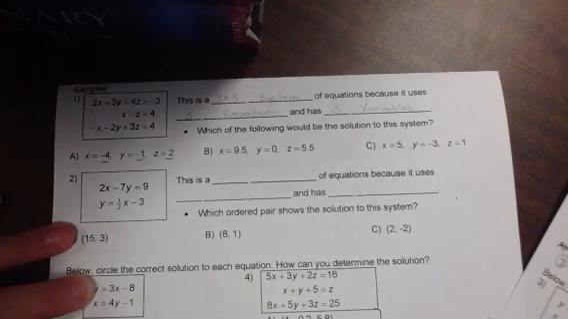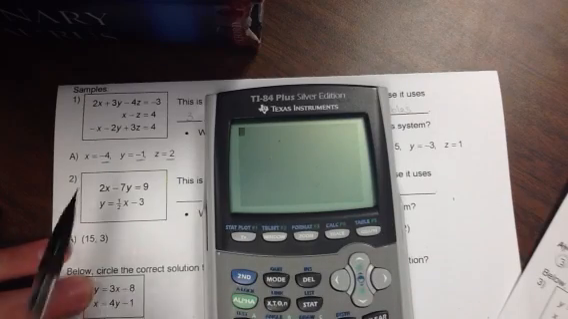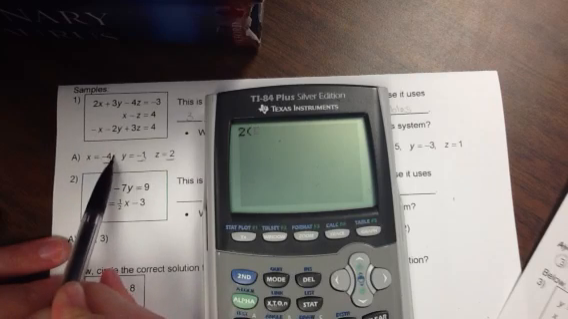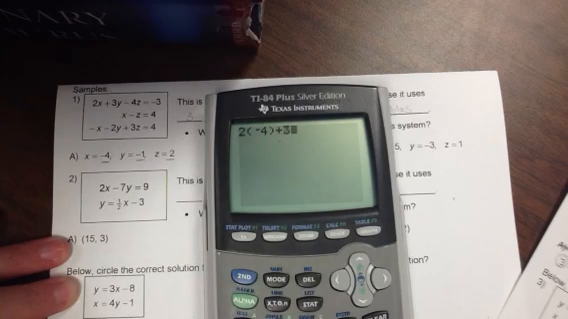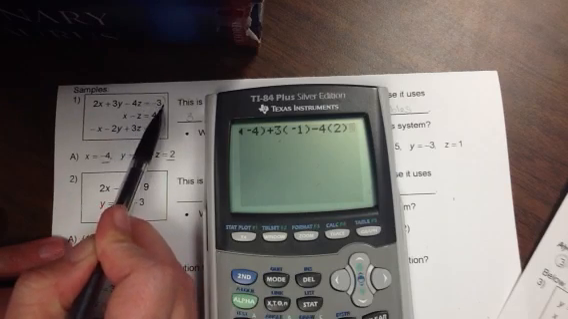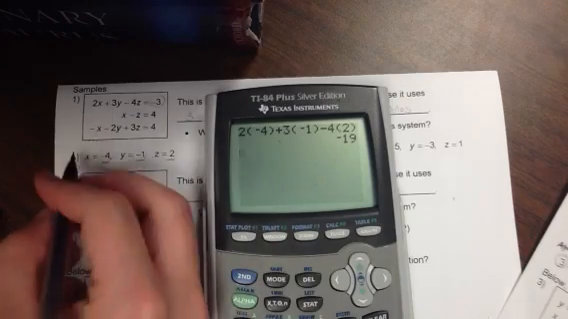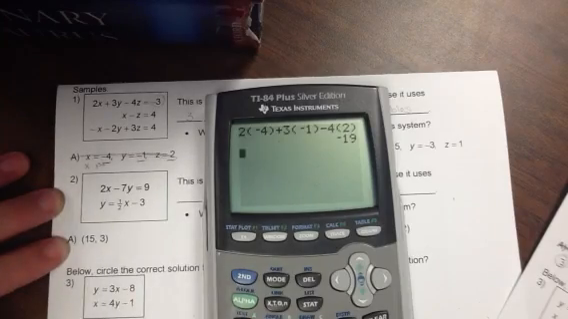So in your calculators, once you've turned them on, we're going to plug the equation in. So 2x, so 2 parentheses, x is -4. Then we have plus 3y, so plus 3 parentheses, and then we plug in our y value, which is -1. Then minus 4z, which is 2, and we hit enter. Now when we hit enter, we want it to say -3, but instead it says -19. It didn't work for the first equation, so therefore this is not the answer. So we can move on.